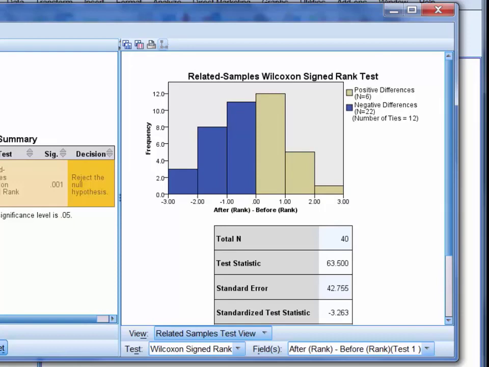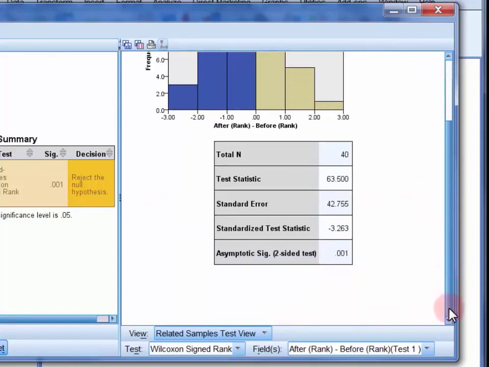Now the graph at the top here is a bit misleading, and so we'll skip over it. But in the legend to the side, it's interesting to note that 6 people ranked the GM ingredients as less important after the lecture, 22 ranked them as more important after the lecture, and the remaining 12 gave the same ranking at both points in time.